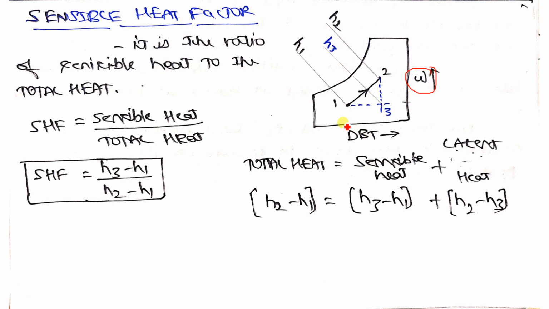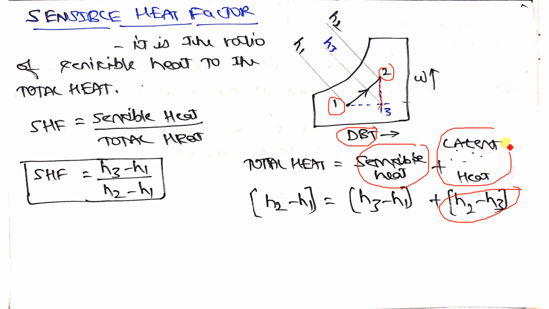Now, what is latent heat? Latent heat is something where the temperature remains constant. That means it is represented by this particular line. Then it is H2 minus H3. Then the total heat from state 1 to state 2 is a summation of sensible heat plus latent heat. If you add both these two heats, then only you will get the total heat which is interacted from state 1 to state 2.